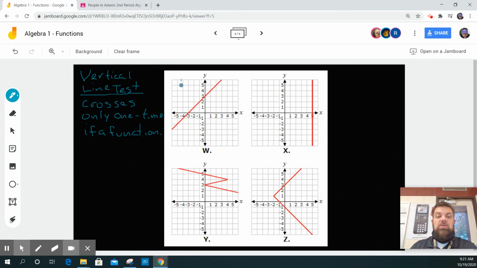So if I draw a vertical line like this, how many times does it cross? One time. If I draw a vertical line here, how many times does it cross? Only one time. So this is what we call a function. Now what happens if I draw a vertical line here? How many times does it cross? Throughout the whole thing. It crosses everywhere. This is not a function.